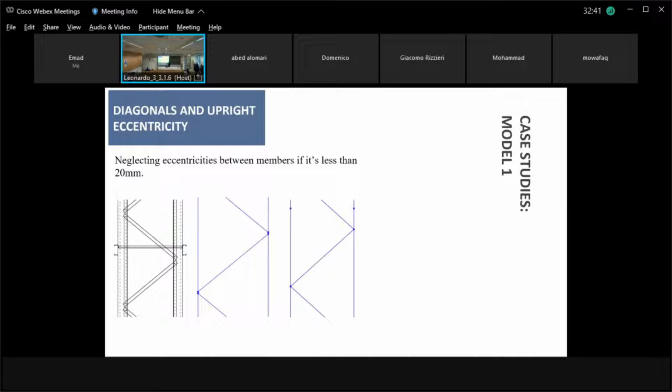Now going to modeling. On the left we have the real structure as built, and here in the second image we have modeled the structure on South. We consider the central lines of the members, and this one is with the eccentricity, without ignoring the eccentricity between the members. For the third one is when neglecting the eccentricity between the diagonals and the uprights when it's lower than 20 millimeters.